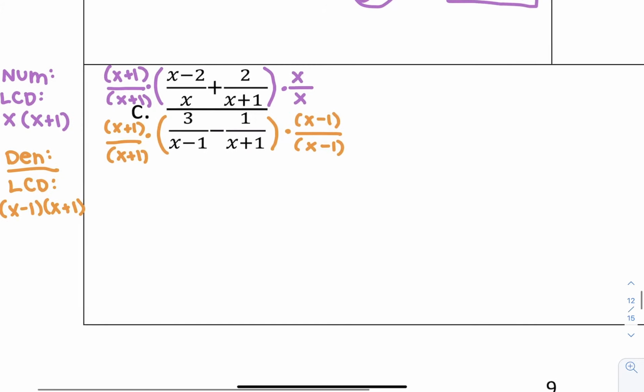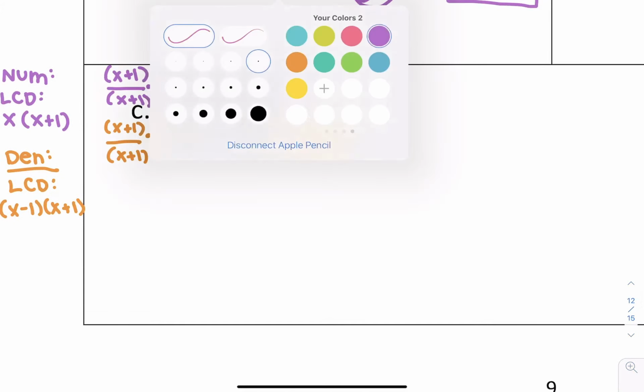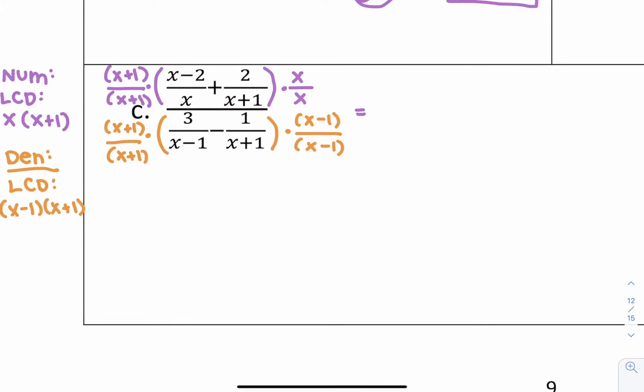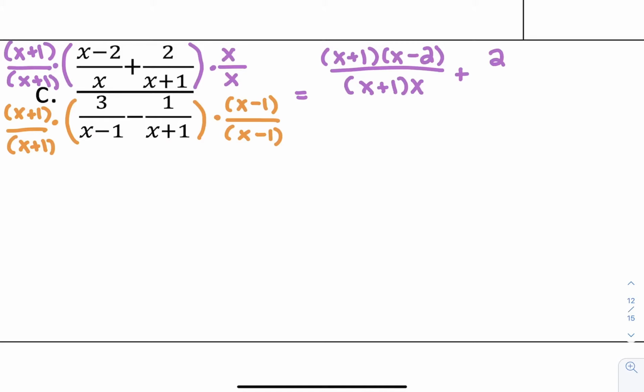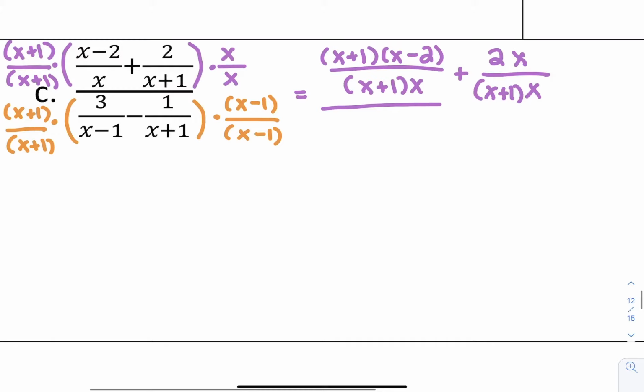So now, let's multiply it out and see what we have. In the numerator, we have x plus 1 times x minus 2 all over x plus 1 times x, plus 2 times x, which is 2x, all over x plus 1 times x. Notice now those have the same denominator, so I can combine the fractions later.